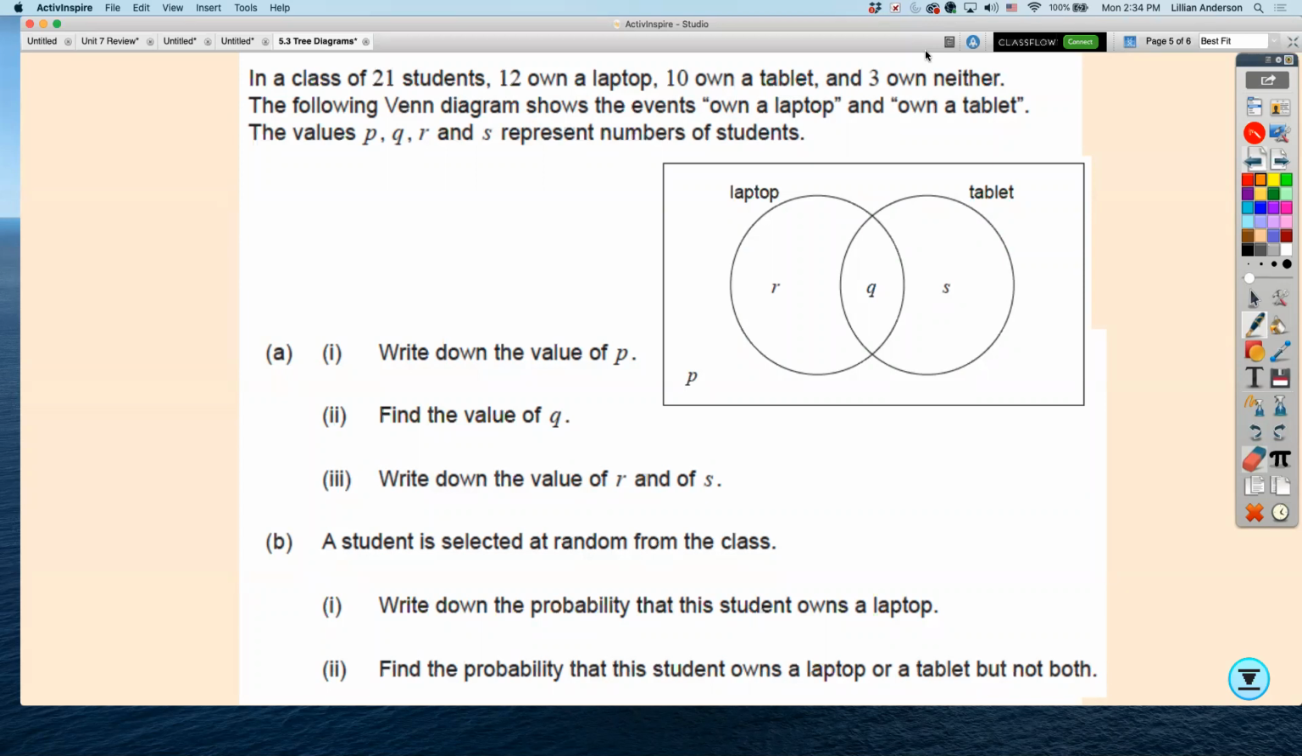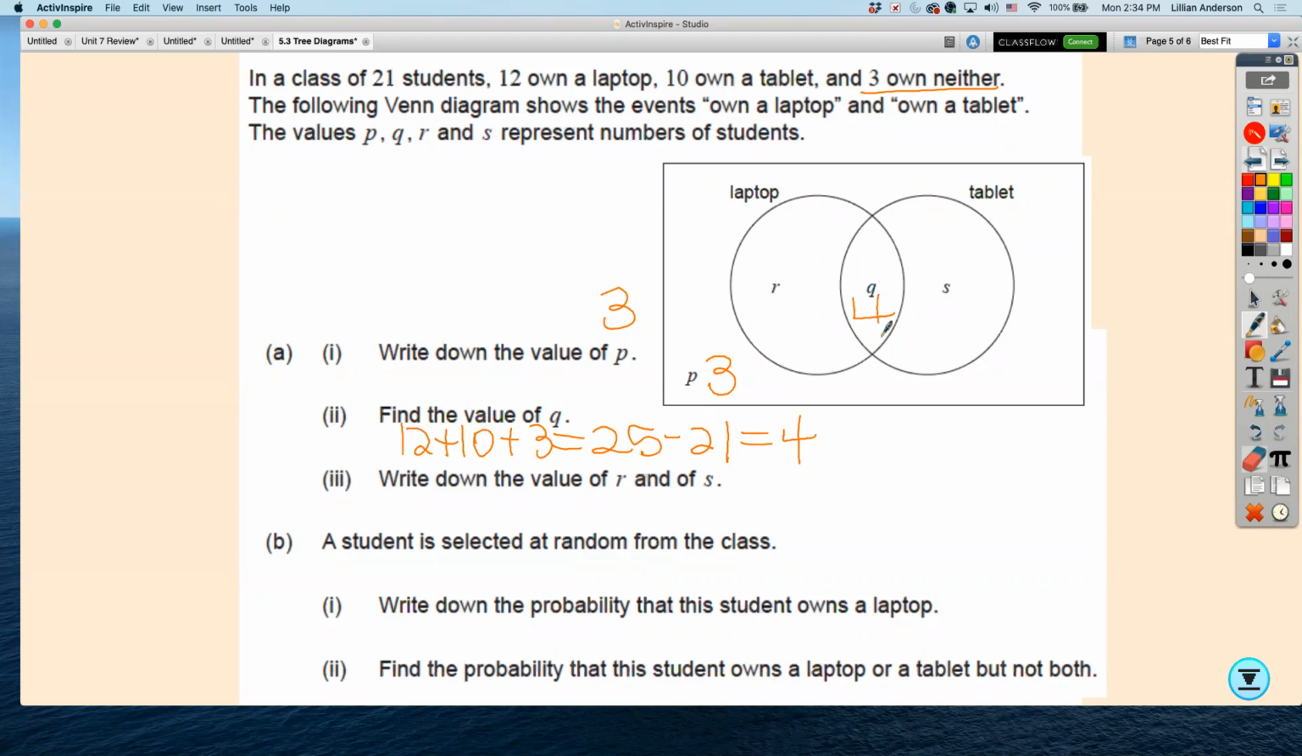All right, what's the value of P? 3. It is 3 because that is the neither. That's the ones who are in the universal set, but not with the actual device. Now, what's the value of Q though? 4. And you know that because if you add 12, 10, and 3, that equals 25. When you add the 12 from laptop and the 10 from tablet, you're counting the people who own both devices twice. So when you subtract 21, you get the number of people who have both, that overlap.